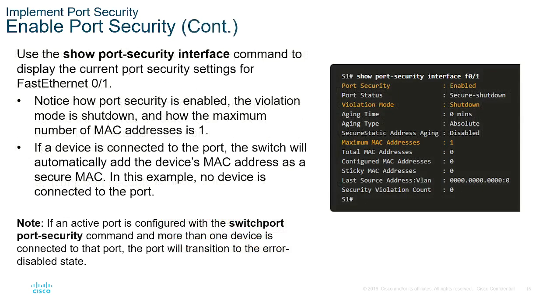To verify port security, use the show port-security interface command. Once you type that, you can see in the show command result that port security is enabled, the violation mode is shutdown, and then the maximum MAC addresses. In our example, it's 1. If a device is connected to the port, the switch will automatically add the device's MAC address as a secure MAC. In this example, no device is connected to the port, as you can see, there's a 0 here.